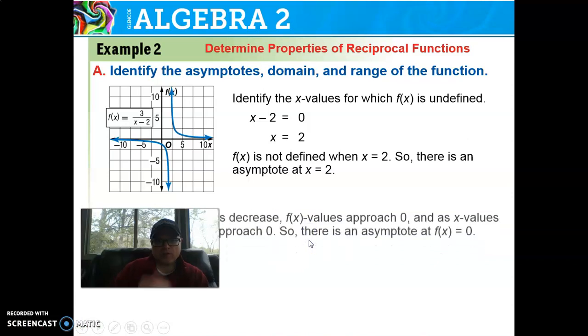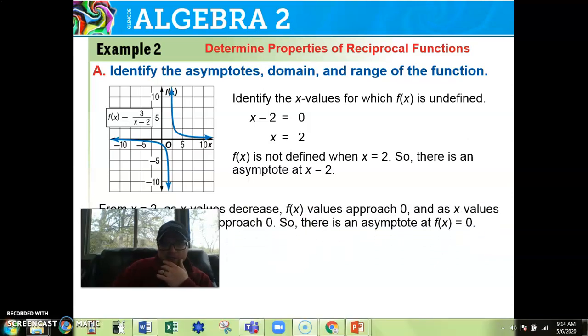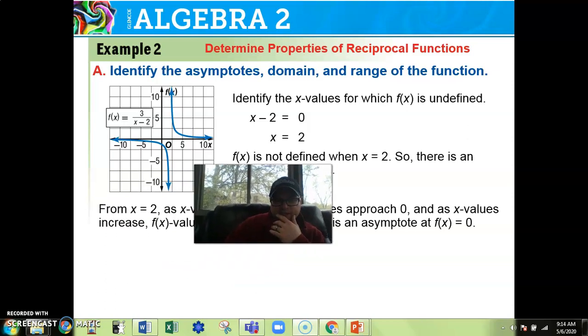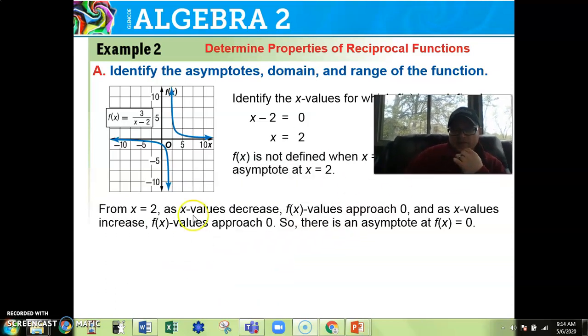For horizontal asymptotes, from x equals 2, as the values of x decrease, the function values approach 0. So if you look at where x equals 2, we know that we're undefined here. But as x increases, where is this line going? Is it going all the way down to negative infinity? No. It seems to be flattening out around 0. Same thing, as x goes to negative infinity, the function seems to be approaching 0.